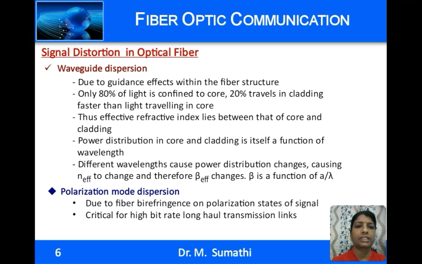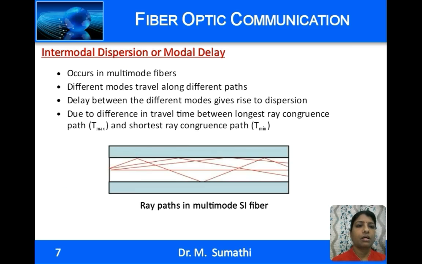Next we have polarization mode dispersion. This is because of fiber birefringence, that is two different refractive indices along the different axes. This causes the two orthogonal components to travel at different velocities, causing dispersion, and polarization mode dispersion is critical for high bitrate long distance transmission. Now we will look into the mathematical analysis of each of these dispersions.